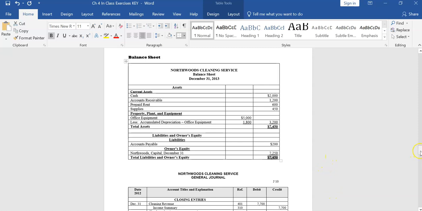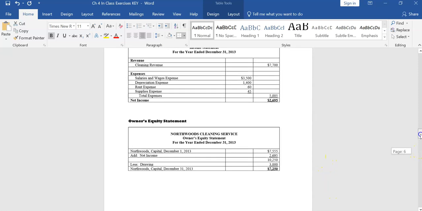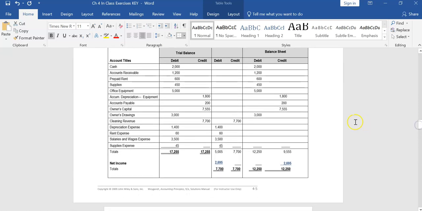All right, we have now prepared the financial statements. We now need to prepare closing entries. We want to get the accounts ready to start recording transactions of the new accounting period. The only accounts that we close are the temporary accounts, revenues, the expenses, and the owner's drawings accounts. We want to close those balances into the owner's capital balance.